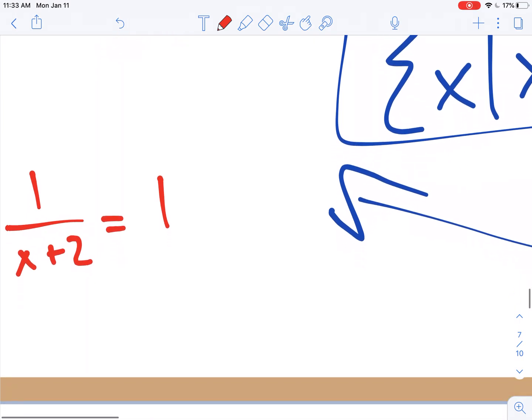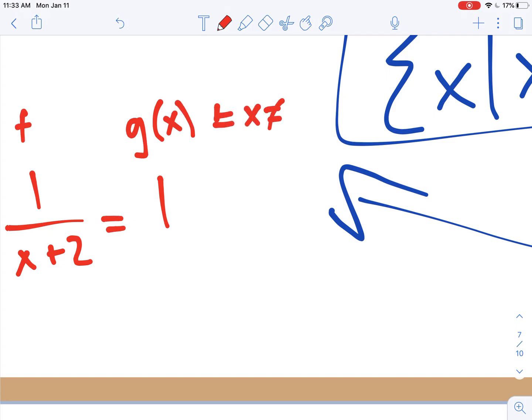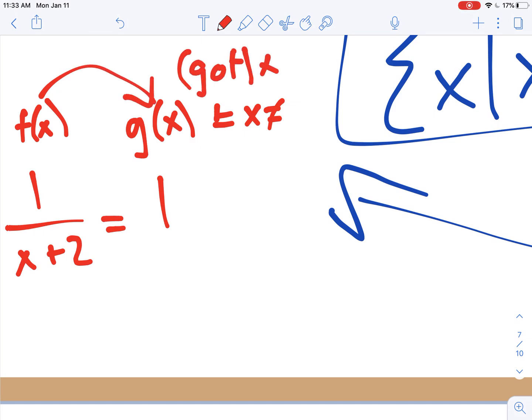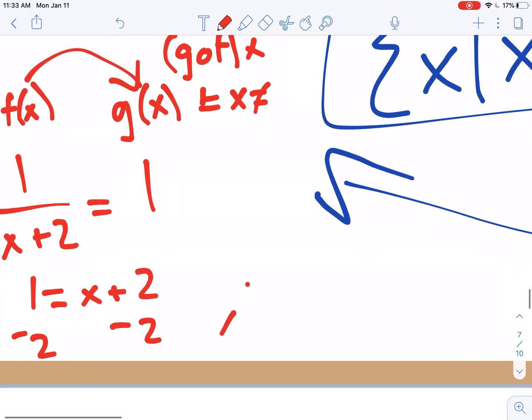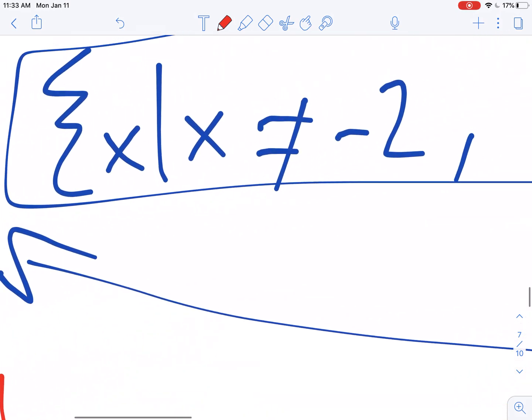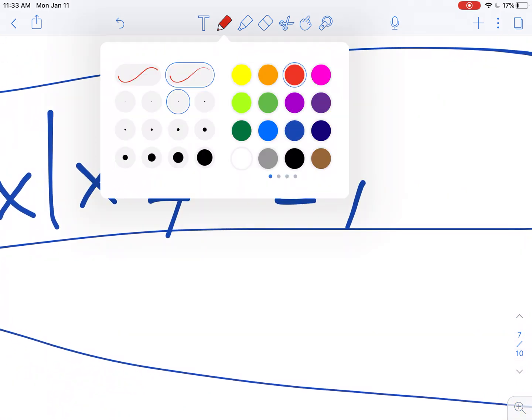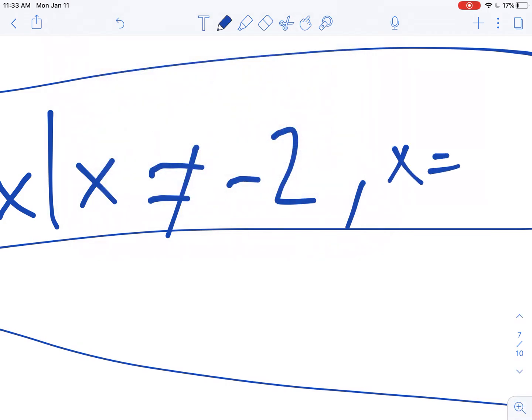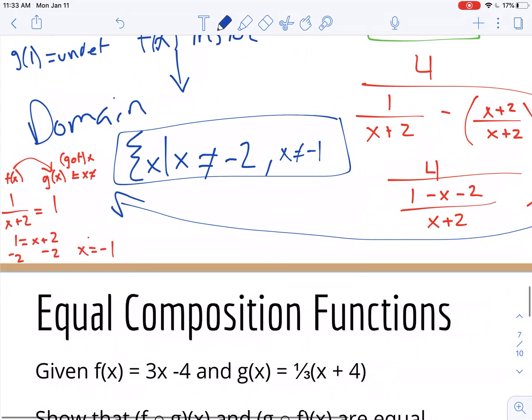And I say, all right, now I'm going to figure out, because this is my g of x, what x can't equal. And this is f of x, which is my input for g of x in g of f of x. I find that 1 is equal to x plus 2 when I multiply both sides. I subtract 2 on both sides, and I end up with x cannot be negative 1. And you would find there that, okay, yes, when I actually did my original math, that worked out.